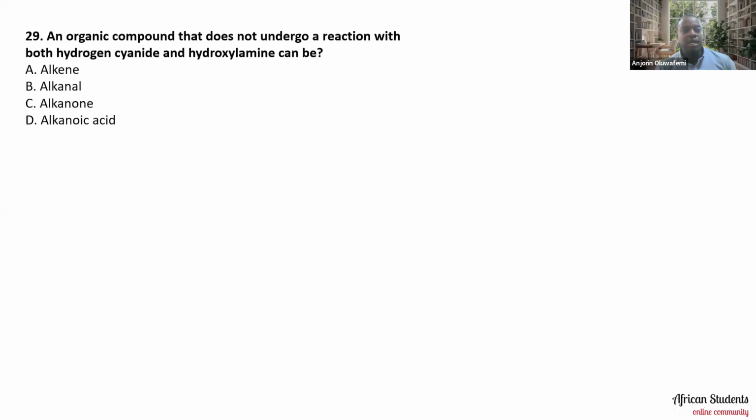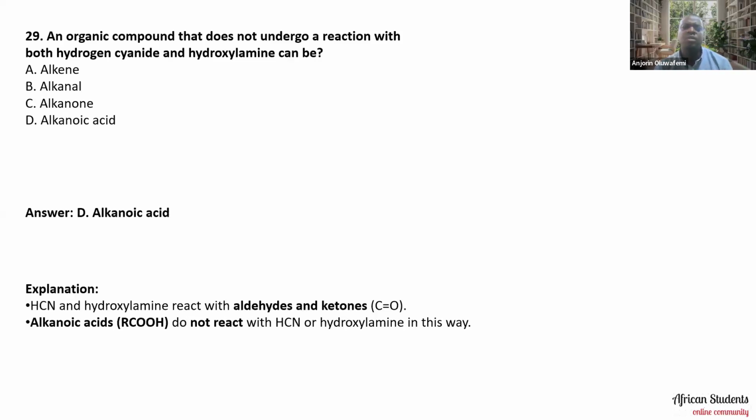So the next one says that an organic compound that does not undergo a reaction with both hydrogen cyanide and hydroxylamine can be alkene, alkanal, alkanone, or alkanoic acid. So the right answer to this one is alkanoic acid. And the reason is because hydrogen cyanide and hydroxylamine react with aldehydes and ketones. Alkanoic acids do not react with hydrogen cyanide or hydroxylamine in this way.